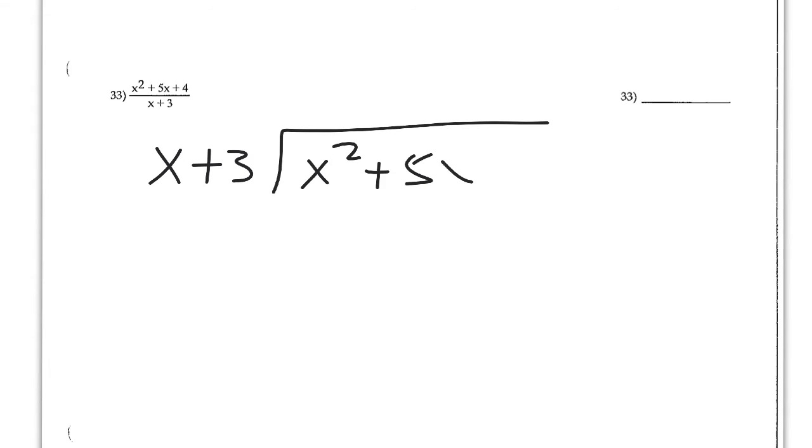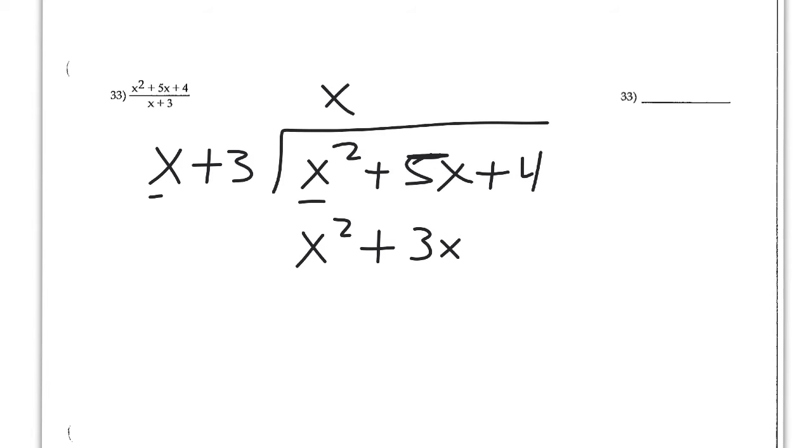All right, 33, let's long divide. We've got x plus 3 going into x squared plus 5x plus 4. And we'll just simply start by asking ourselves, what do we take times x to get x squared? And that is x. X times x is indeed x squared. X times 3 is 3x. We will change the signs. We will add down. Gone are the x squareds, leaving 2x, and bring the next term down, plus 4.